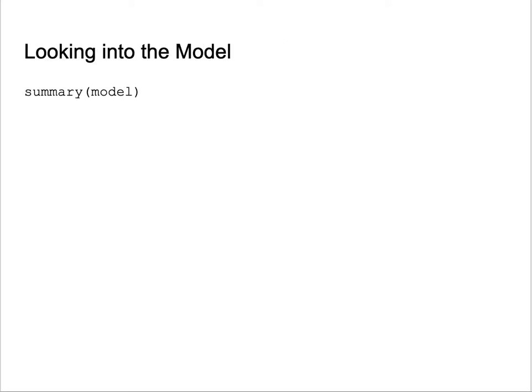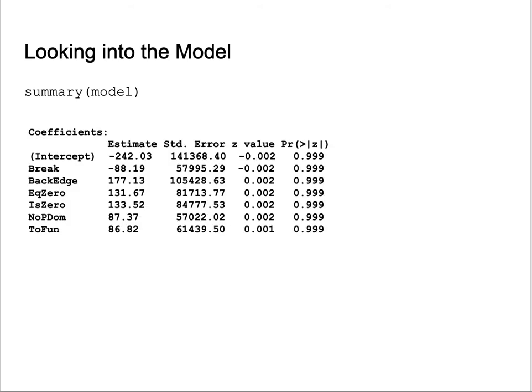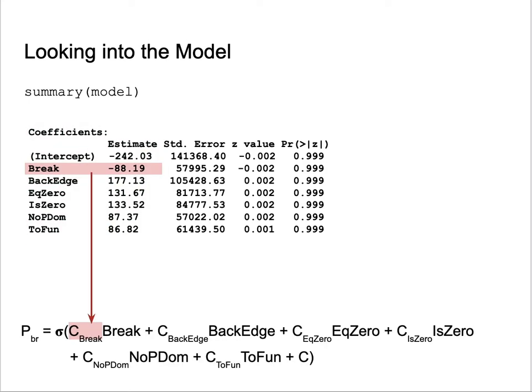If you want to see the values that we found for our coefficients, you can invoke the summary function on the model. These are the values that we got. The coefficients are here. For instance, the coefficient of the break feature is minus 88.19.